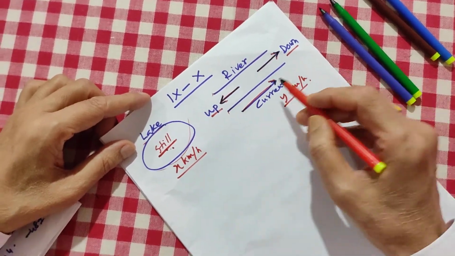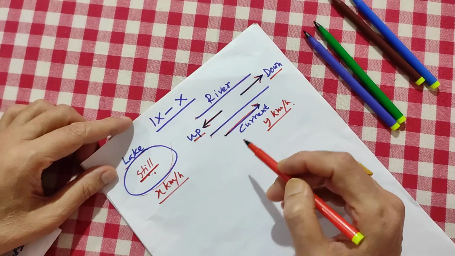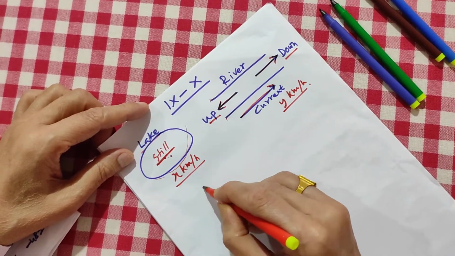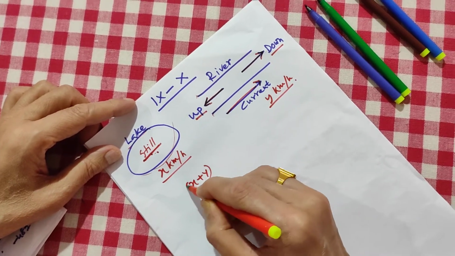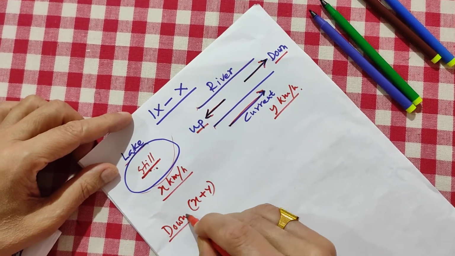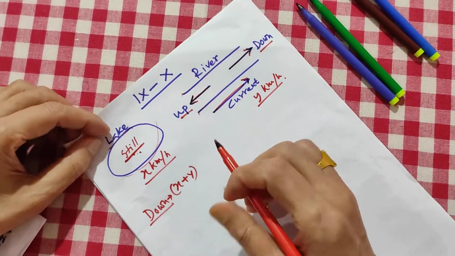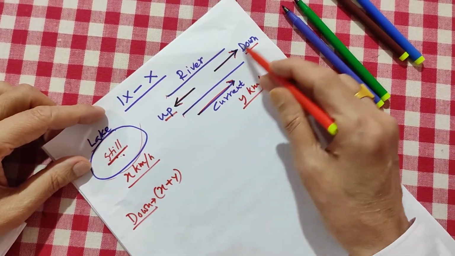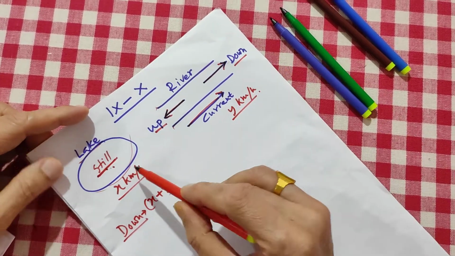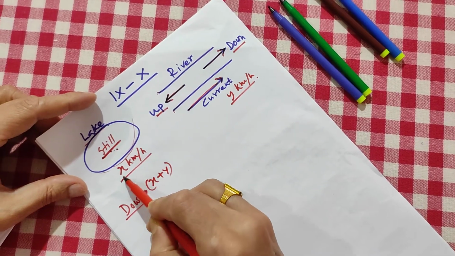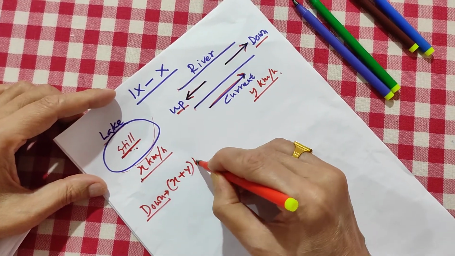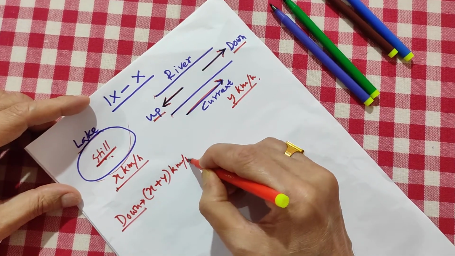Now when this boat moves downstream, its speed will definitely increase. So increase by what? Y. That means its speed will be x plus y kilometer per hour when it moves downstream. When the boat moves downstream, that is in the direction of current, along with the current, its speed will be more than what is normal, more than x. It increases by how much? Y. So it will be x plus y. So downstream speed will be x plus y kilometer per hour.